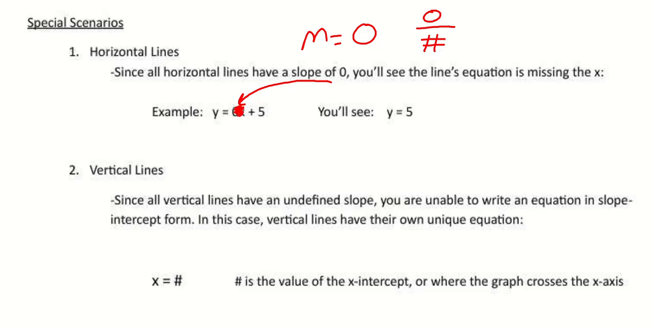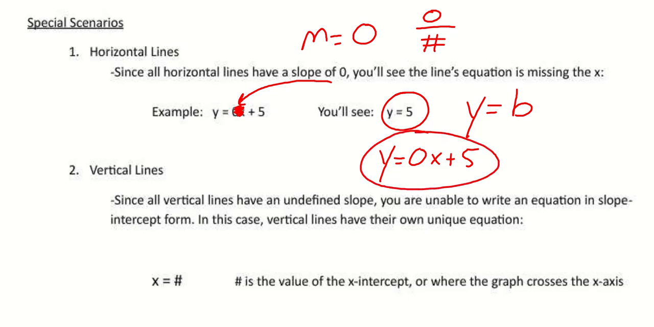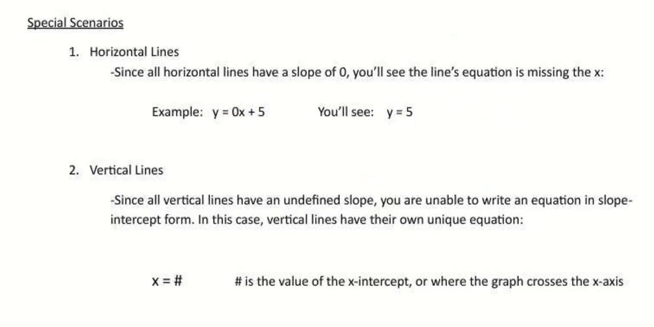So when you see a horizontal line equation, you're typically going to see it like this, where you're just going to have y equaling the y-intercept number, and that's all you're going to see. It doesn't mean that the slope isn't there. It just means that the slope is 0 because it doesn't have any value there. Okay, so that's something to get used to when you see the horizontal lines. It doesn't mean that this equation is wrong, but you're just going to see it typically written like this.